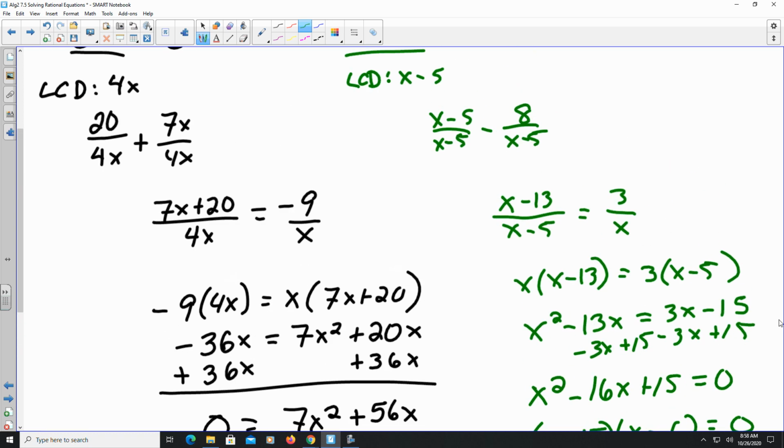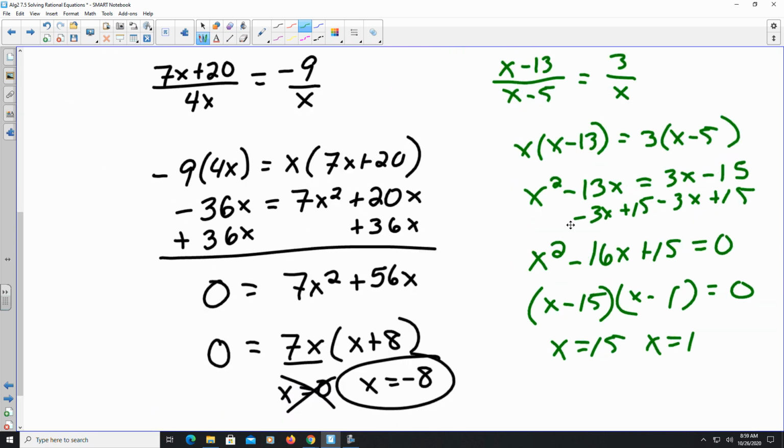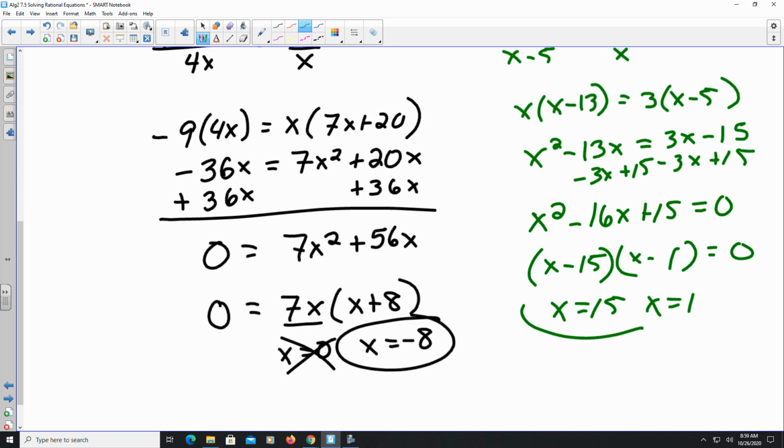Checking our solutions here, both 1 and 15 would make them defined. So this is a situation where both answers would work.